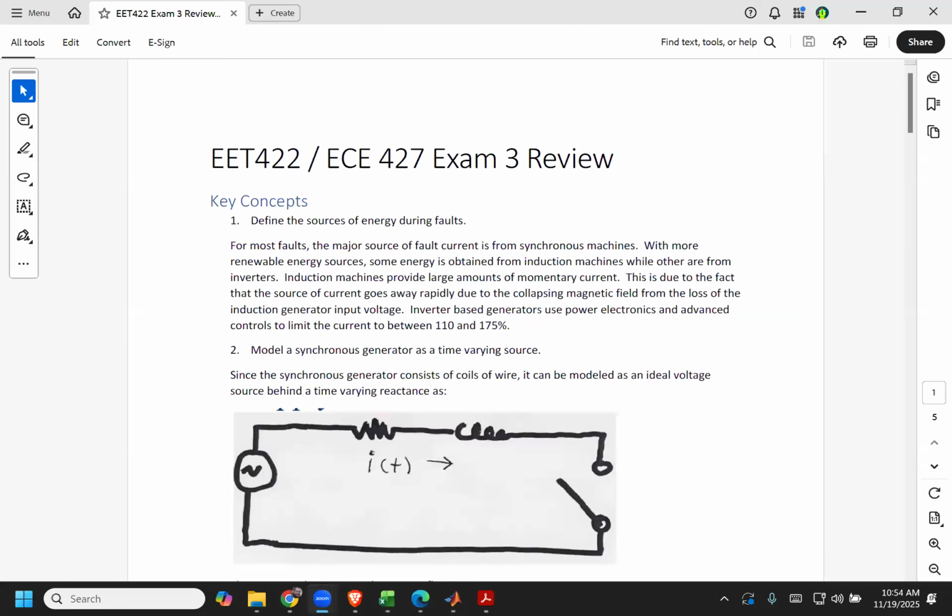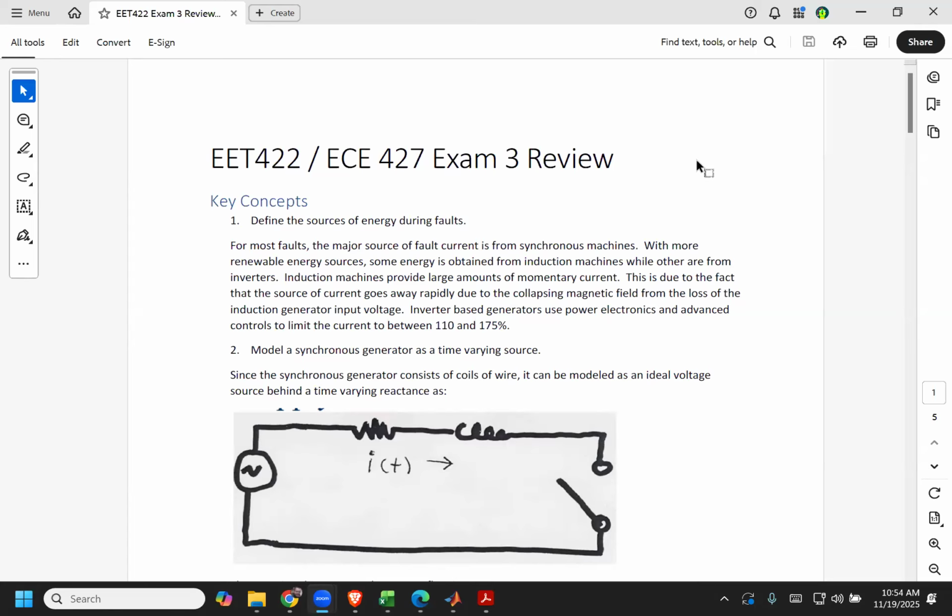Hello. In today's class, we are going to cover the concepts that we are going to focus on for exam 3. And this exam is going to primarily cover the concepts of fault analysis, including symmetrical faults and how to calculate them. So the first major topic that we're going to cover is the concept of where does the energy for faults come from?